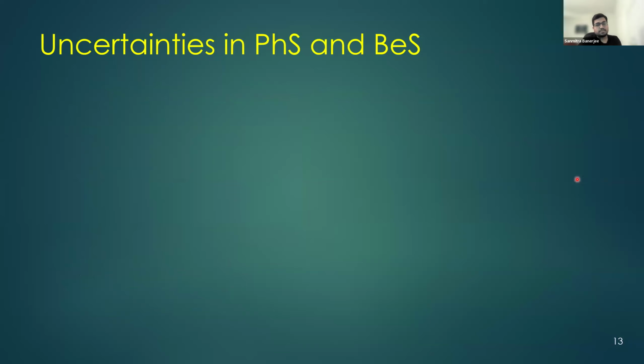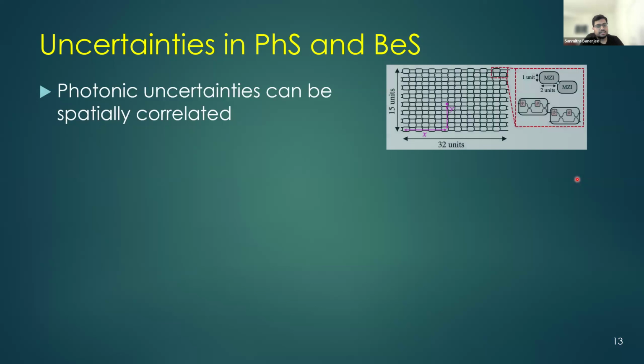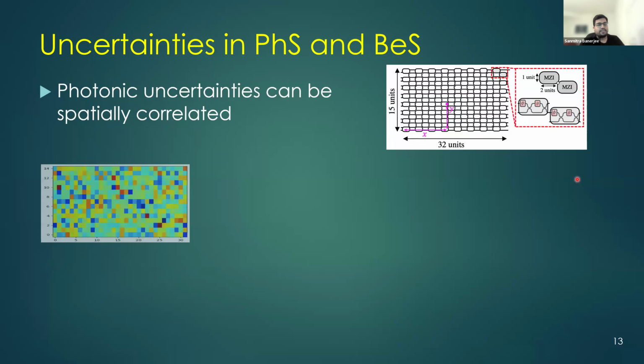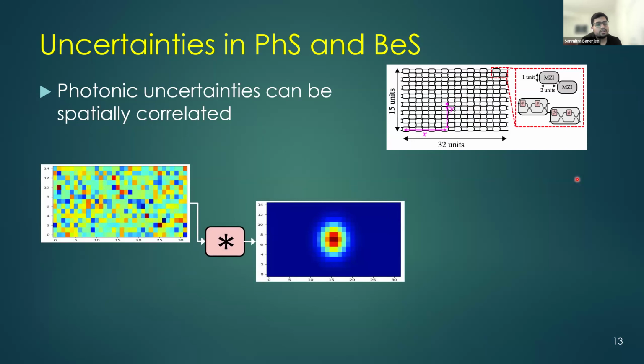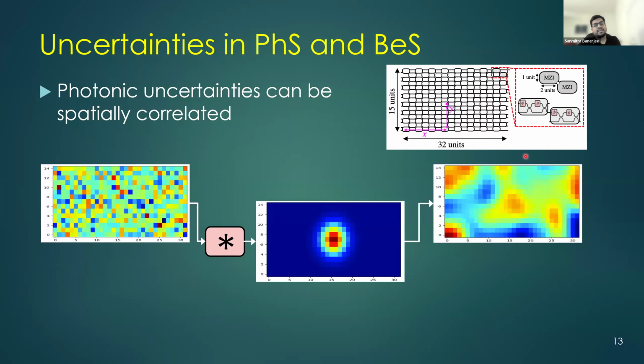Photonic uncertainties can also be spatially correlated. Before, we were only looking at uncorrelated uncertainties, but there could be cases where they are spatially correlated. For this, we take a variation map and apply a Gaussian smoothing filter on top of it with different correlation lengths, to simulate a spatially correlated variation map. Here you can see that MZIs that are close together have similar levels of imperfection.